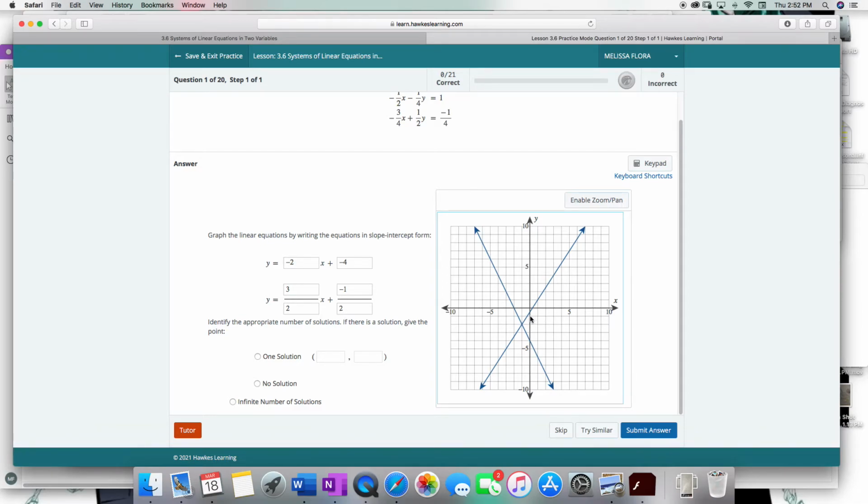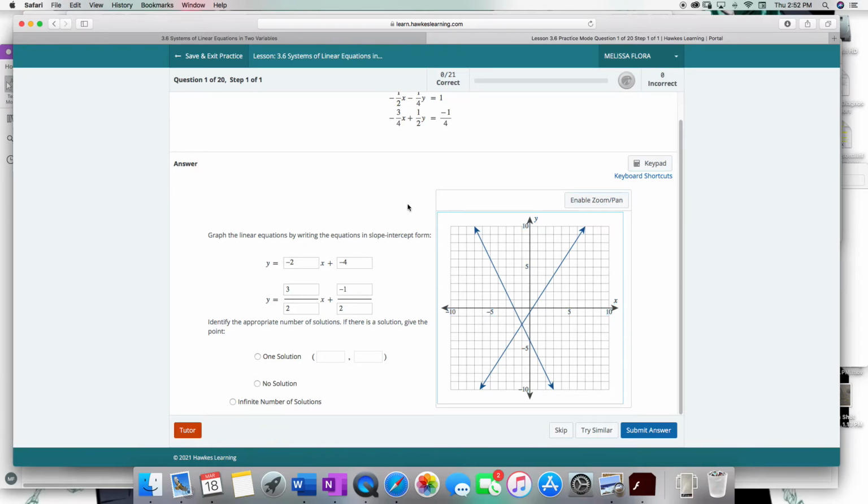So 0, negative 1/2 is right here. And then we have a slope of 3 halves, which means you can either go up 3 and right 2. So 1, 2, 3, 1, 2. Or you can go down 3 and left 2, because negative 3 over negative 2 is the same thing. So 1, 2, 3, 1, 2. Okay, and there's our 2 lines.